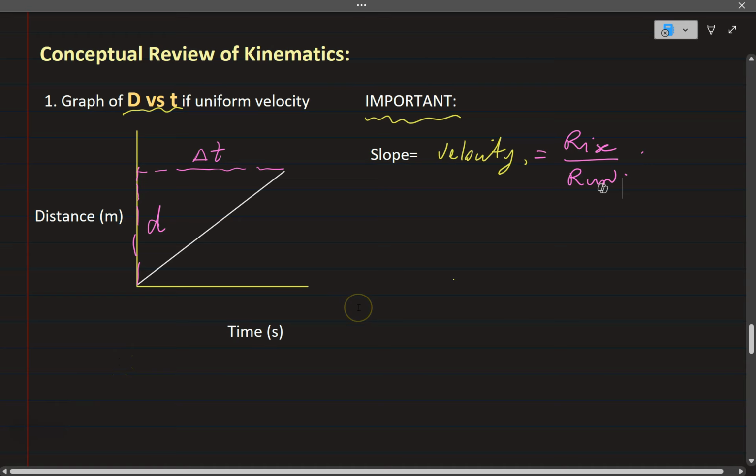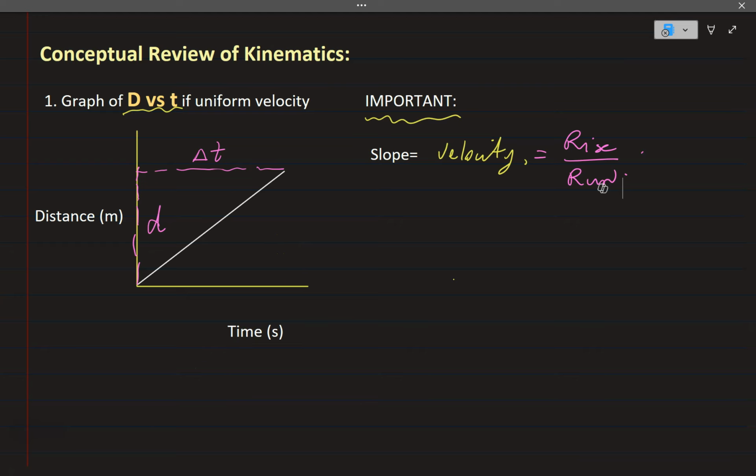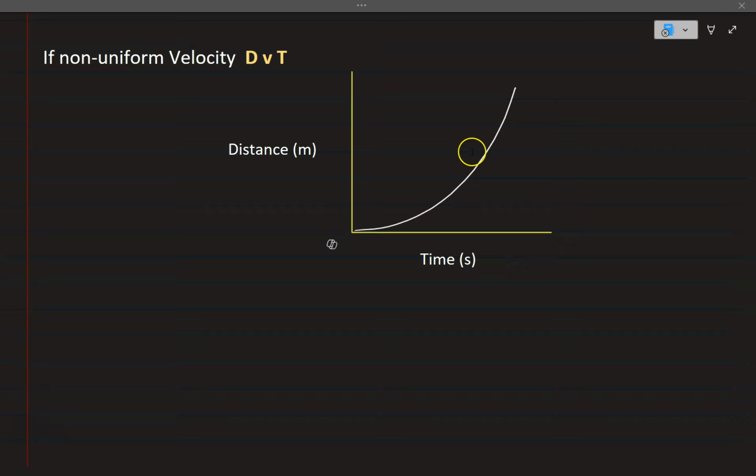Now, what happens if this graph is not uniform velocity? Well, the graph is going to change. It's going to look like a curve. Well, here is an example of that. If it's a non-uniform velocity d versus t graph, you're going to see a curve like that.